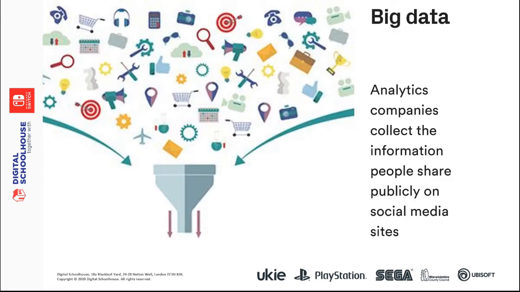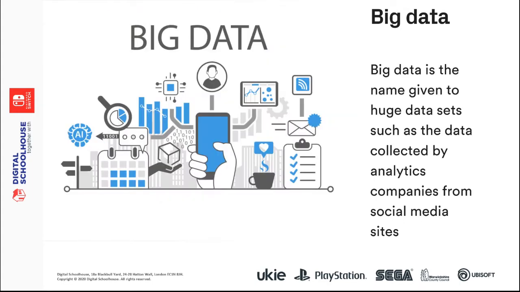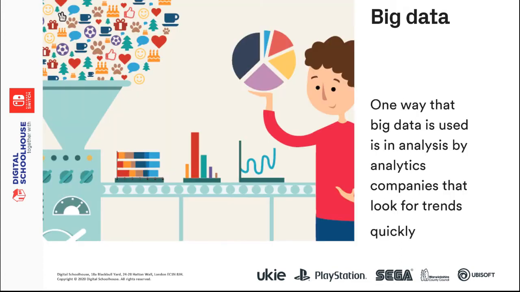So analytics companies collect the information that people share publicly on social media sites, and they collect all that information together and use it to look for trends in the data. We call that huge data set big data. It's the name given to data that's collected by people who work for analytics companies. One of the places that they collect this kind of data from is social media sites. It's not just social media sites, but it's one of the places, and that's where we're going to be focusing today.